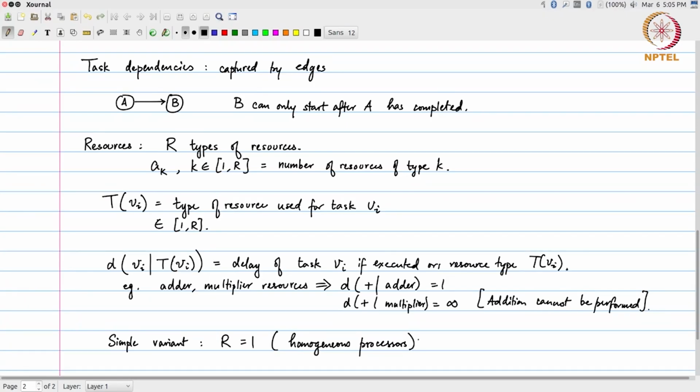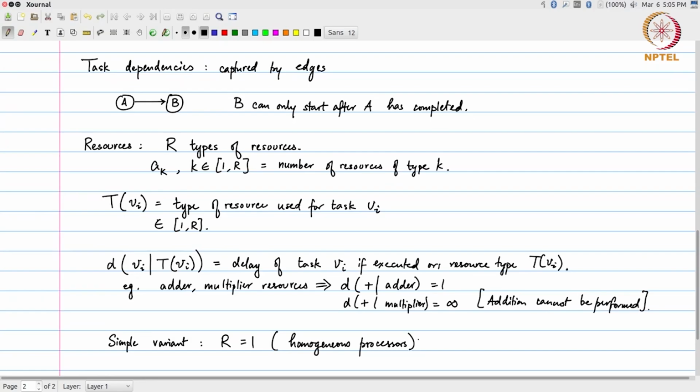It basically means that I have only one type of processor. I can think of it as an ALU unit that is capable of executing all the operations that I need to run for my task graph. Or I could think of that processor as an actual processor in, let's say, the CPU in my laptop.